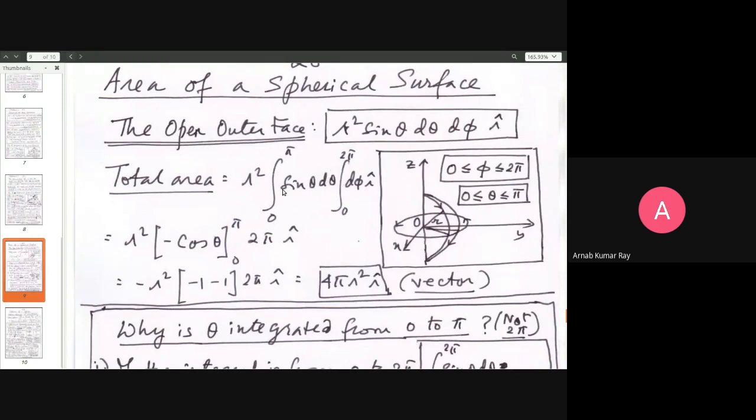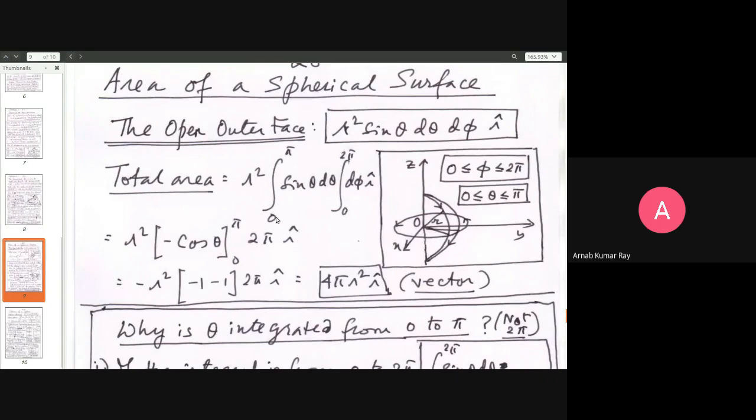Total area will be r squared, sine theta d theta, area meaning you have to carry out two integrals, d theta d phi. Sine theta d theta and d phi r cap, with phi from 0 to 2 pi. Now, something very important. Please be attentive. Unless otherwise mentioned, these are the limits of the theta and the phi integrals, and that is something you shall always have to do.